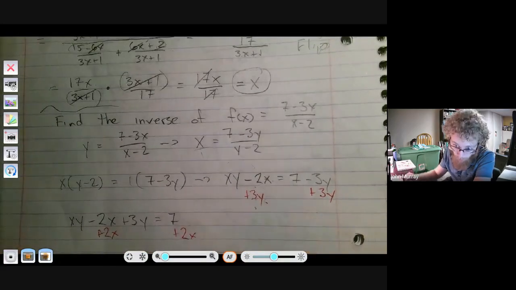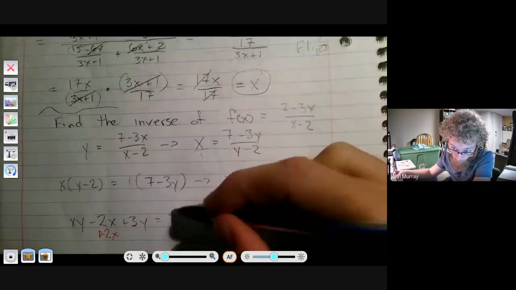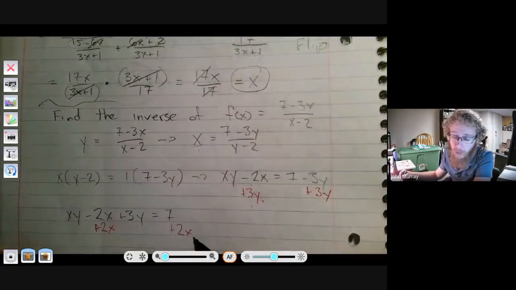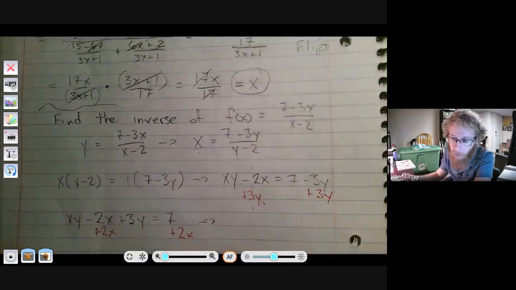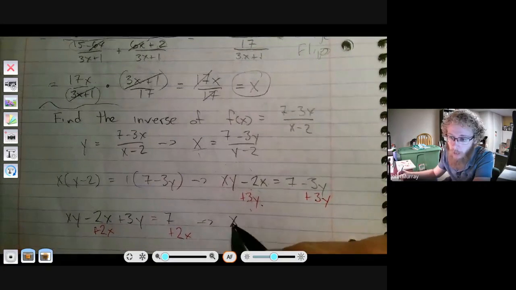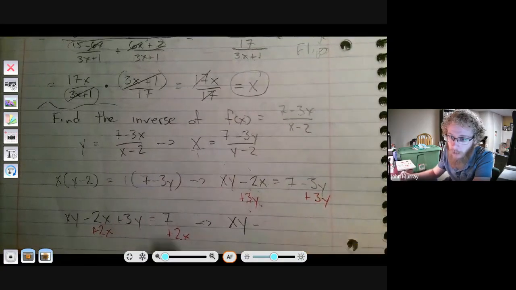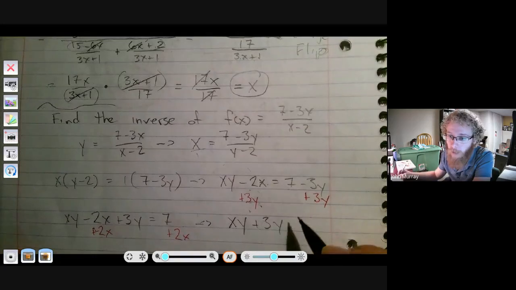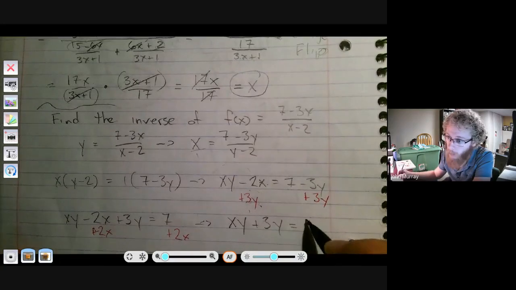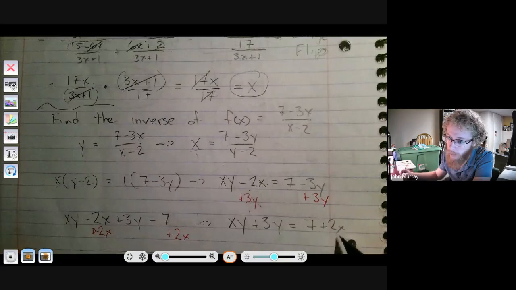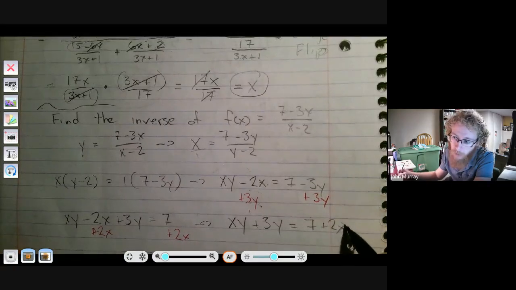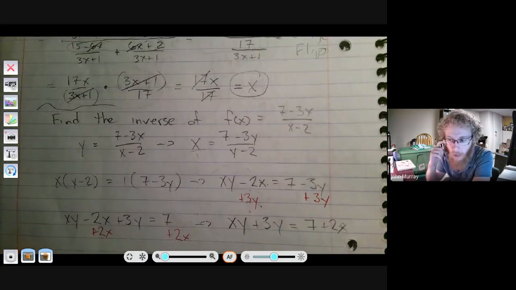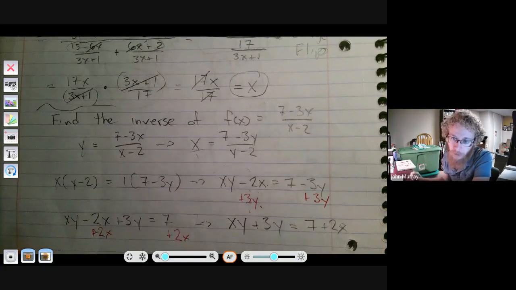And just like before, this is a 7 with no variable, a constant term, and this is 2x. So I won't be able to combine anything. So xy plus 3y equals 7 plus 2x. You can have 2x plus 7 there too. It doesn't matter the order because it's addition. Order only matters when we're subtracting.